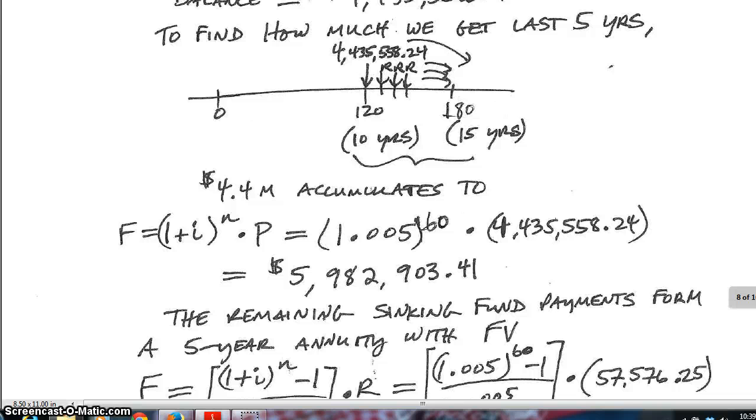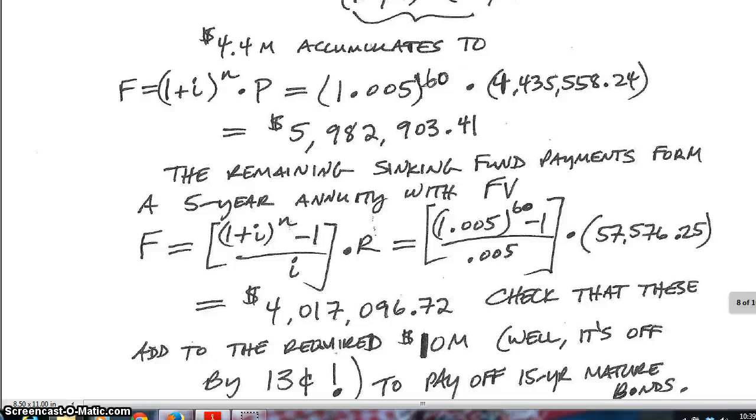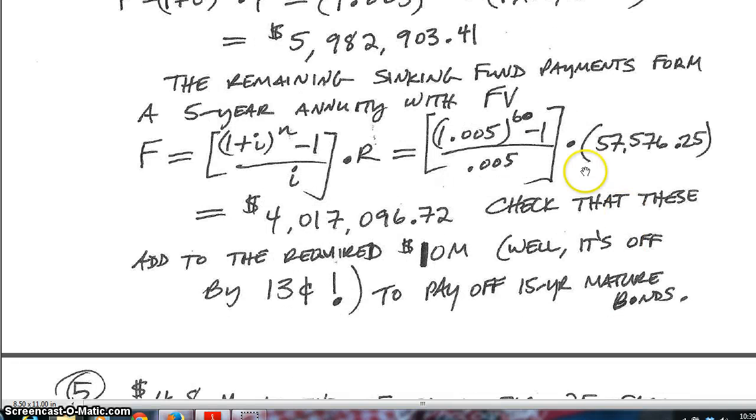So the remaining sinking fund payments form a 5-year annuity. What's the future value of that annuity? What do those accumulate to? Use the formula again with 60 instead of 120. And look there, it's just over $4 million.